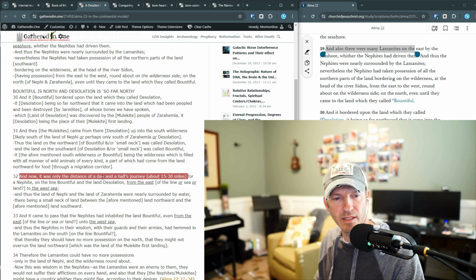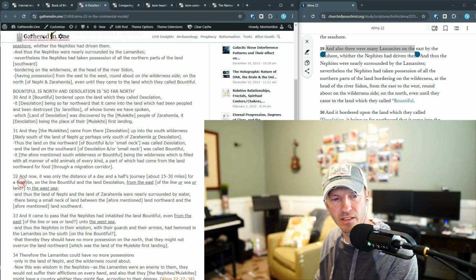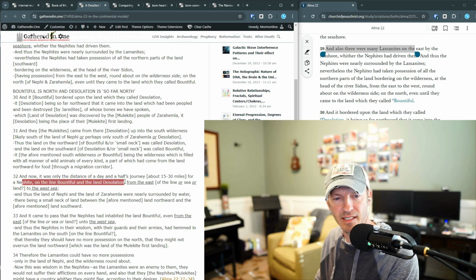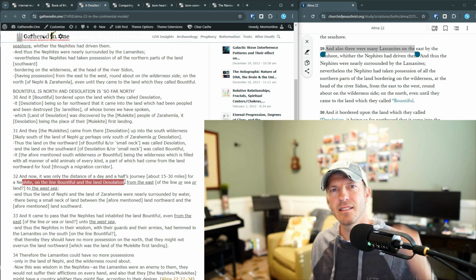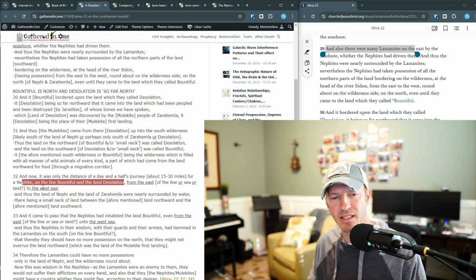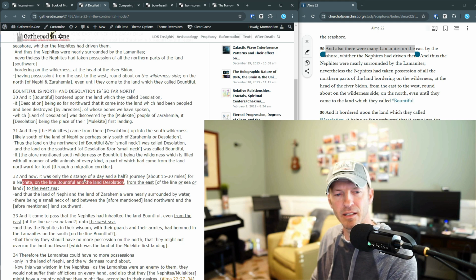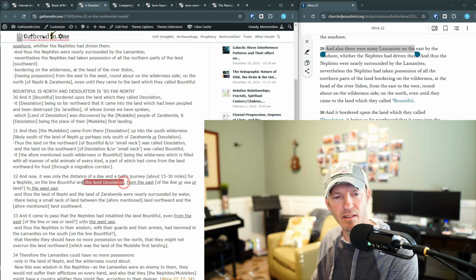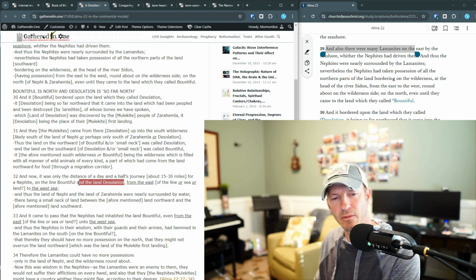Okay, so now it was only the distance of a day and a half's journey, so that's going to be like 15 to 30 miles for a Nephite on the line Bountiful and the land Desolation. Okay, this gets almost confusing, because now we're talking about a line Bountiful that is somehow maybe adjacent or associated with the land of desolation. A line bountiful and the land desolation.